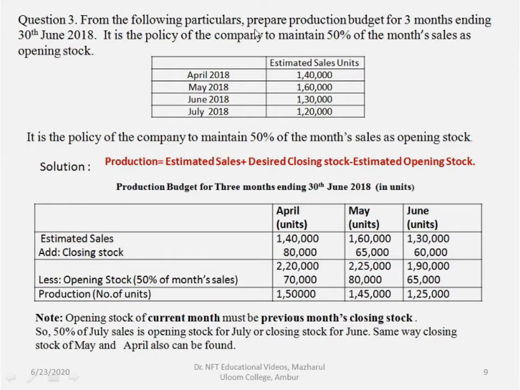Next, question number 3. From the following particulars, prepare the production budget for 3 months ending 30th June 2018. It is a policy of the company to maintain 50% of the month's sales as opening stock. The estimated sales units for April 2018, May 2018, June and July 2018 are given. So here the company maintains 50% of the month's sales as opening stock, and the estimated sales is given.